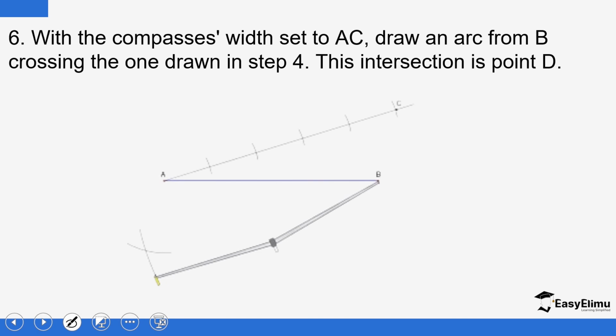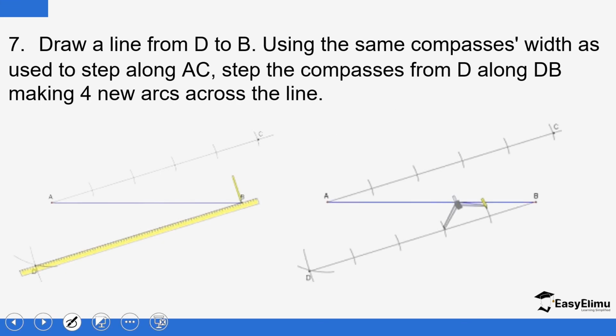Then with the compass width set as AC, so AC is here. Then you use B as the center, make an arc to cut the first arc. Remember, you had used A, you made an arc. So using B as the center, make an arc to cut the first arc at that point, over there. Then you join B2.